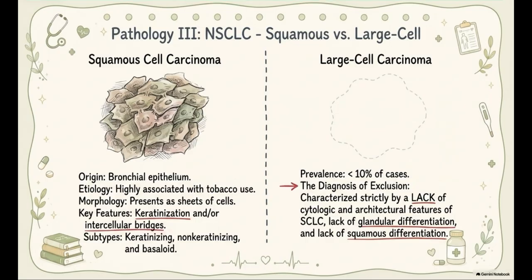Conversely, we have large cell carcinoma. This makes up less than 10% of cases. This is strictly a diagnosis of exclusion. That means doctors only know what it is by proving what it is not. It lacks the features of small cell lung cancer, it lacks the glandular shapes of adenocarcinoma, and it lacks the squamous cell characteristics we just discussed.